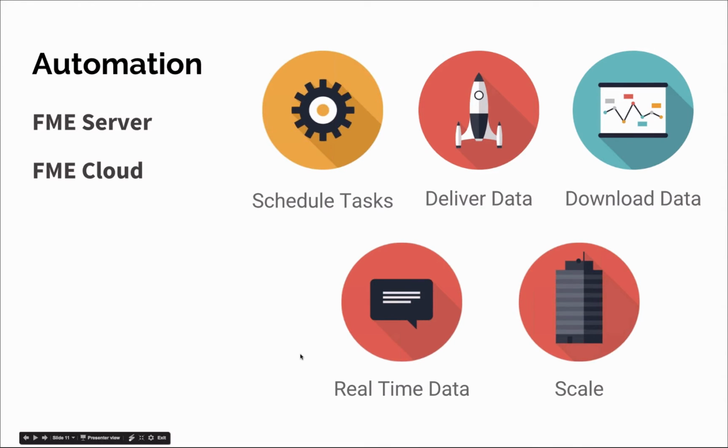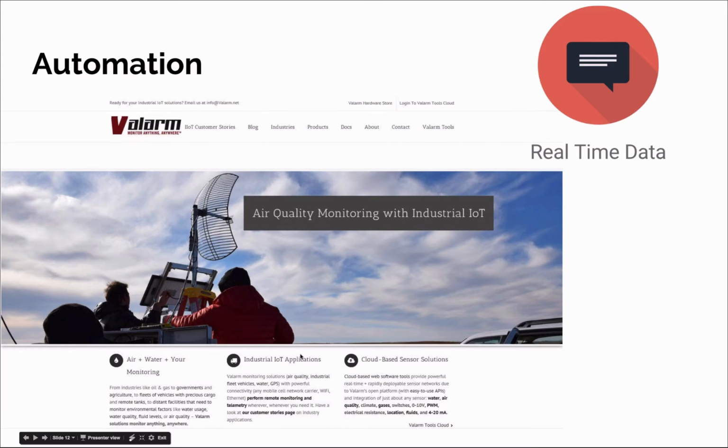Get to the next slide here. So one of the real-time scenarios that we have here at the office is from Valarm, which is a mobile application that's deployed on an Android device, and that is connected to some external sensors. In this case, we have VOC sensors, volatile organic compound sensors that measure parts per million in the air.